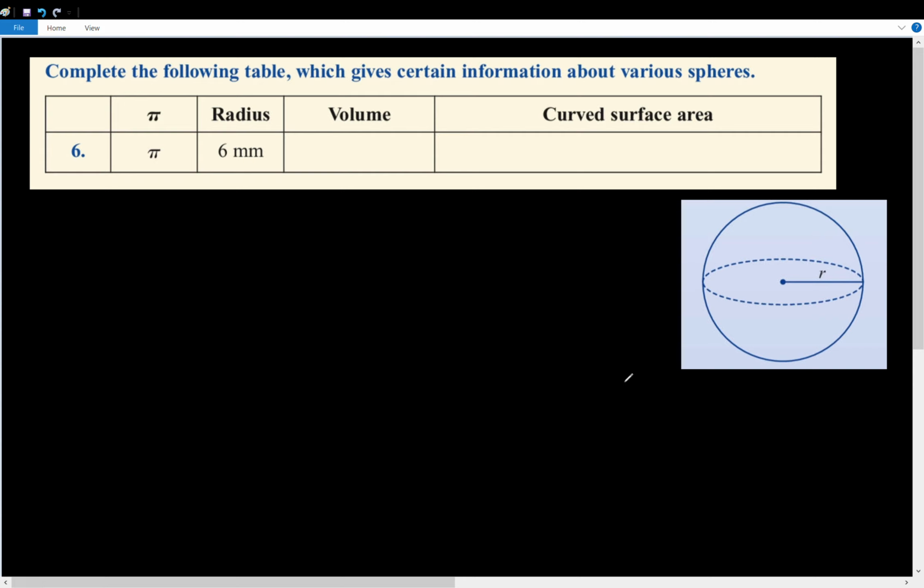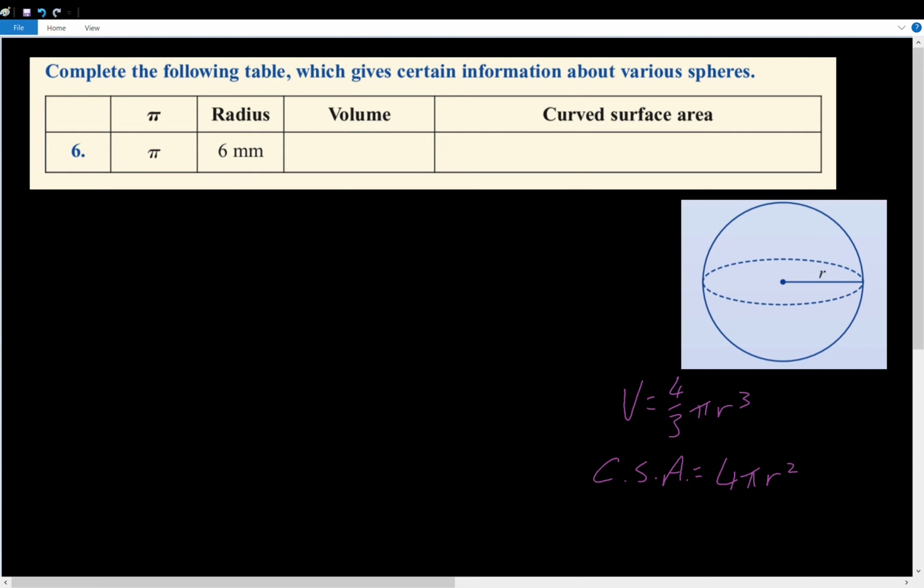Now the two formulas that we're looking for are volume, and the volume of a sphere is 4/3 pi r cubed, and the curved surface area, which is a measure of the area of the surface on the outside of it. The formula for that is 4 pi r squared.